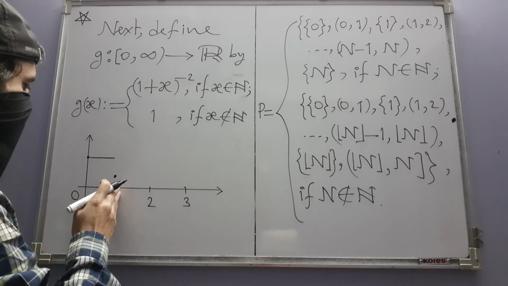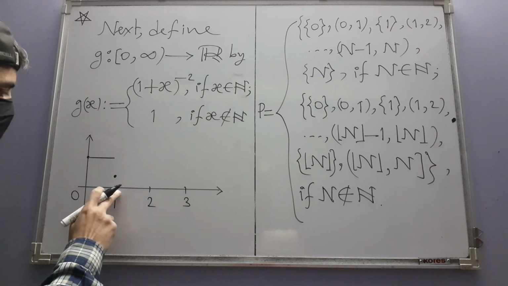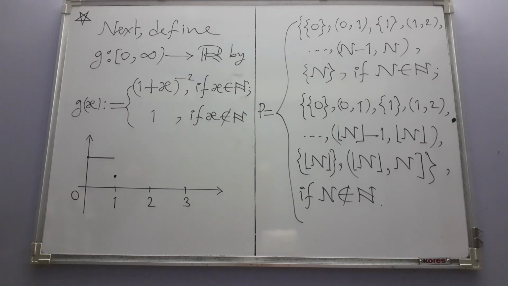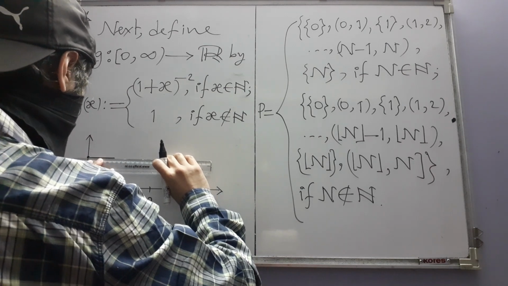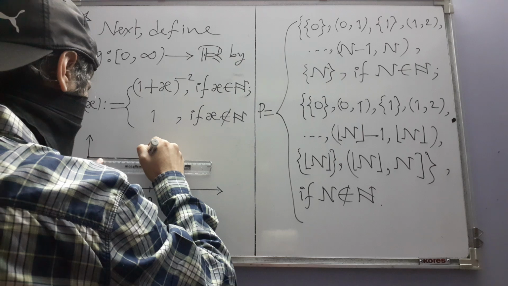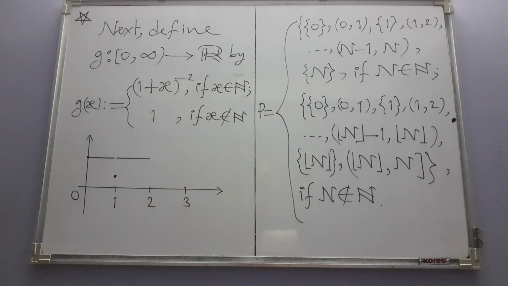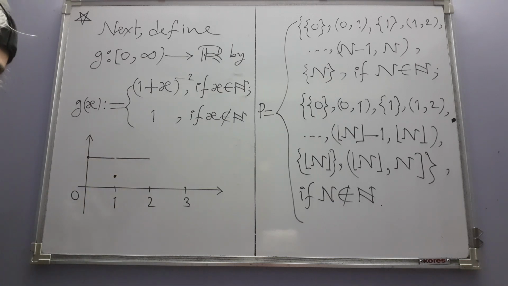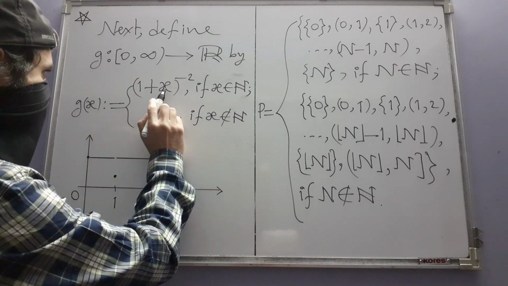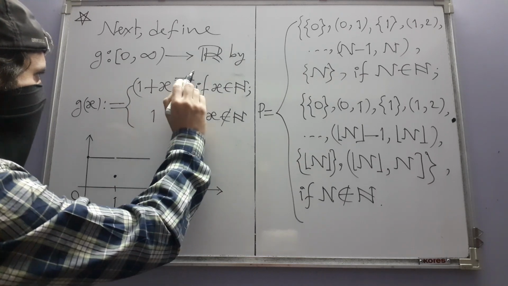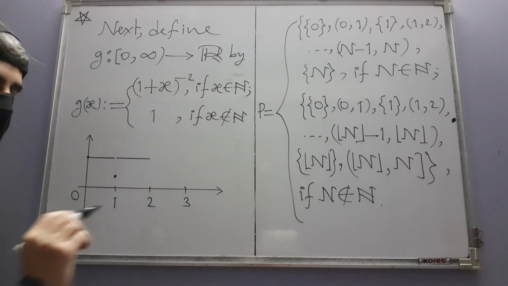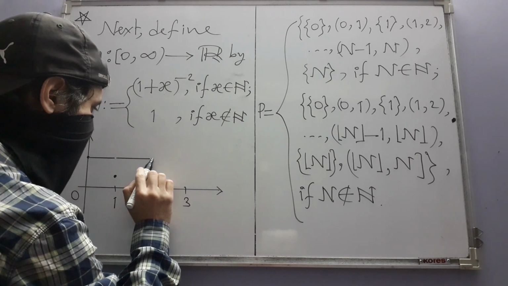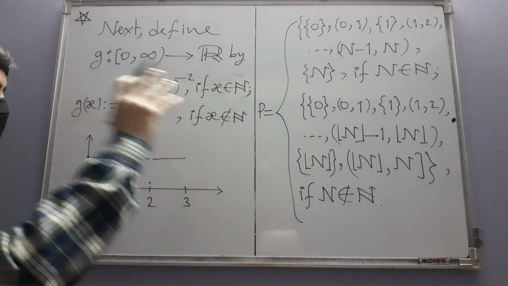But when you exceed 1 and again start your journey towards 2, the function again takes the value 1 until you reach 2. So there is a break. The function is discontinuous at these integer points. At 2, you have 2 plus 1, 3, 3 to the power minus 2. So 1 divided by 9. So again another small value. And again you have a line segment like this. And that's how this goes.